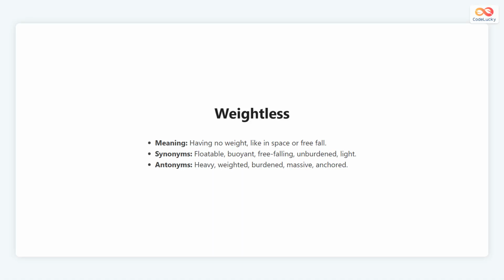Weightless is a unique word that describes something having no weight. This word is most commonly used when talking about space. Weightless has synonyms like floatable, buoyant, free-falling, and unburdened. The opposite words or antonyms for weightless are heavy, weighted, burdened, massive, and anchored. Weightless helps us describe objects that seem to have no weight, especially in unusual conditions.